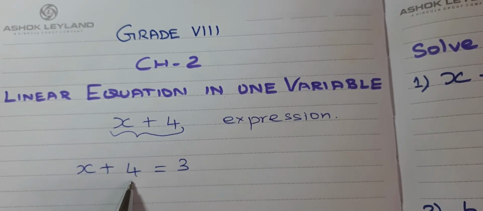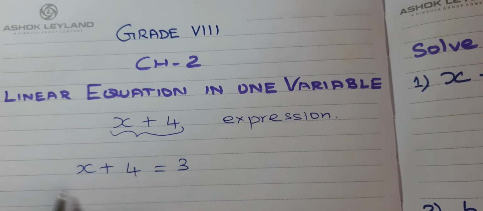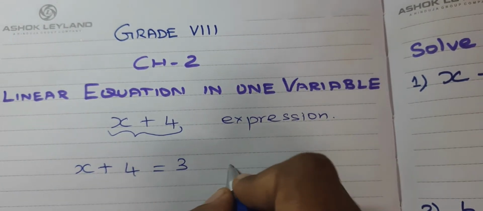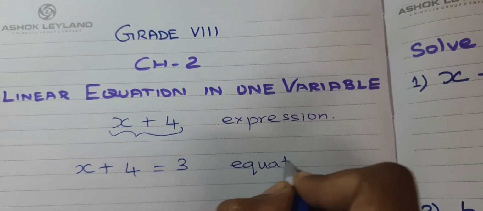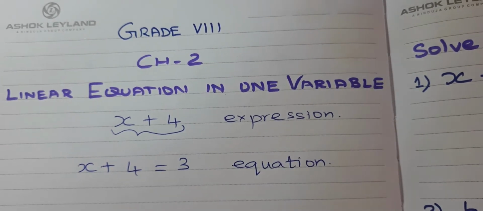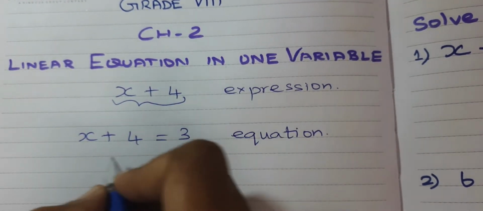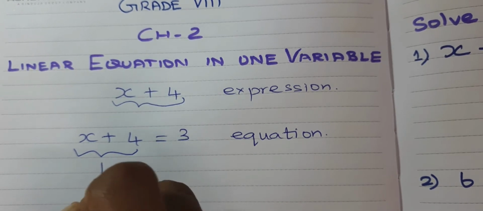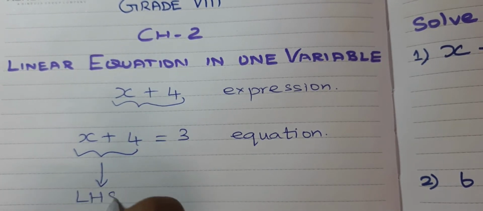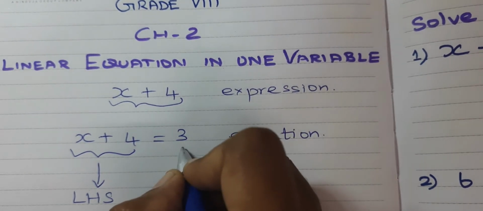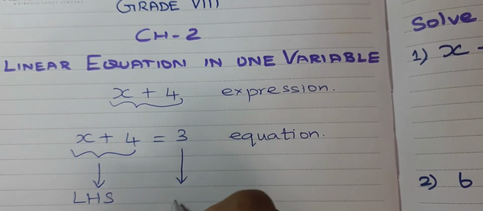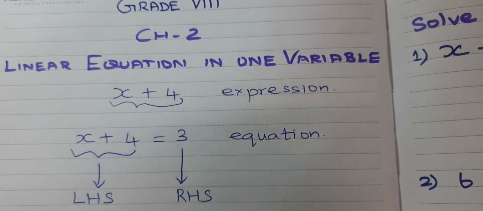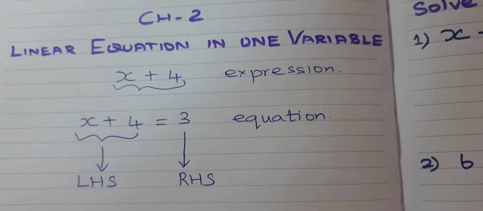See, this is an expression. It is followed by an equal to sign. Now this whole forms the equation. In an equation you will have two sides. This part is said to be the LHS, it means left hand side, and this part is said to be RHS, it means the right hand side.